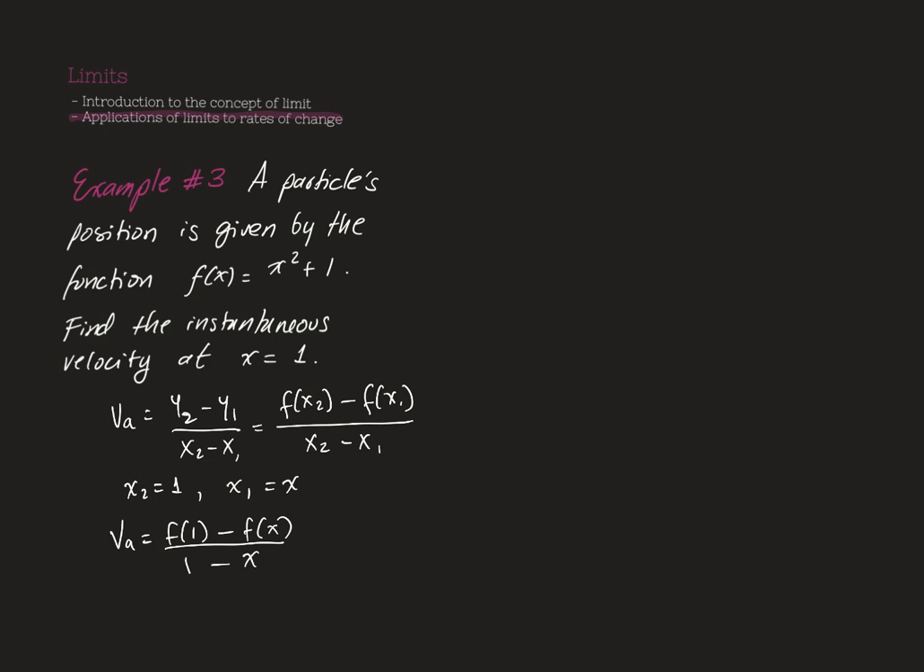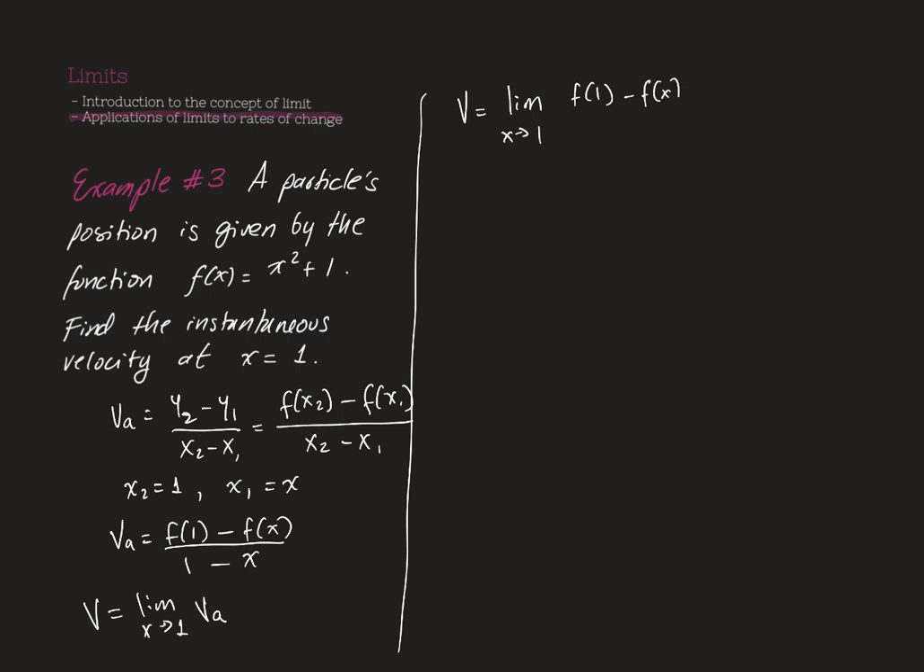The instantaneous velocity is the limit when x goes to 1, because that's where we want the instantaneous velocity, of the average velocity. So that means that what we have to calculate is the limit when x goes to 1 of f of 1 minus f of x over 1 minus x.